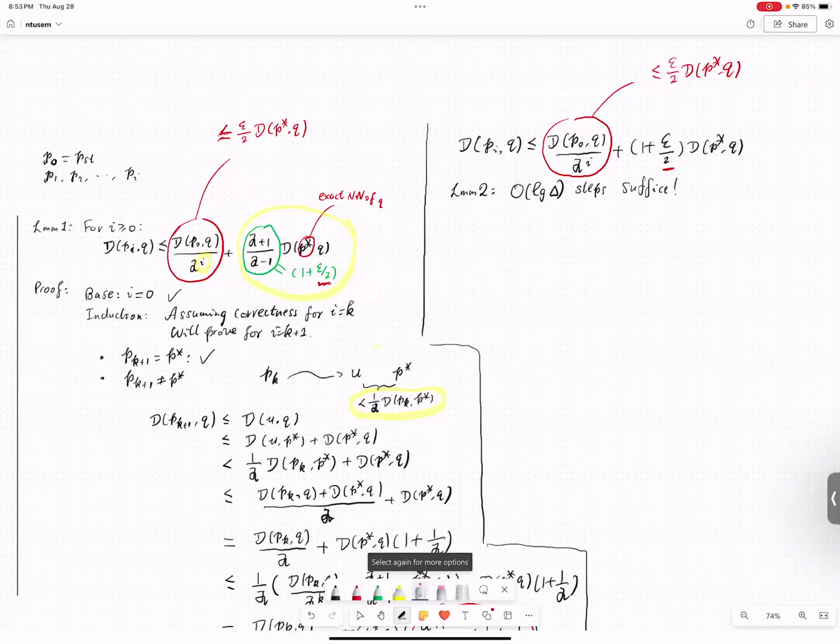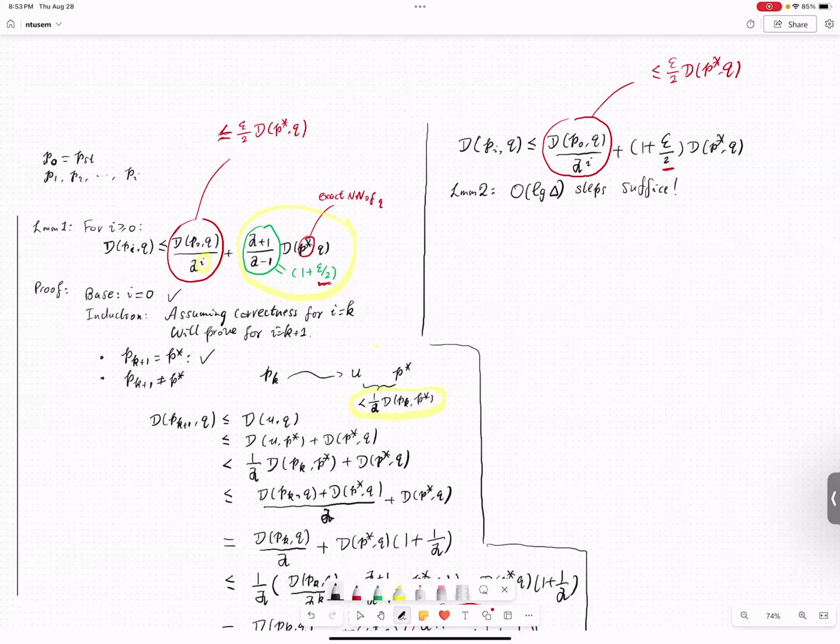Which is why the proof will deal with three separate cases. The first case: what if the initial value is very large? Another case: the initial value is not very large, but what if the P star Q distance is very small? And the remaining case, the most typical case: the initial distance is not very large, and also this P star Q is not very small. This is what we are going to do next.